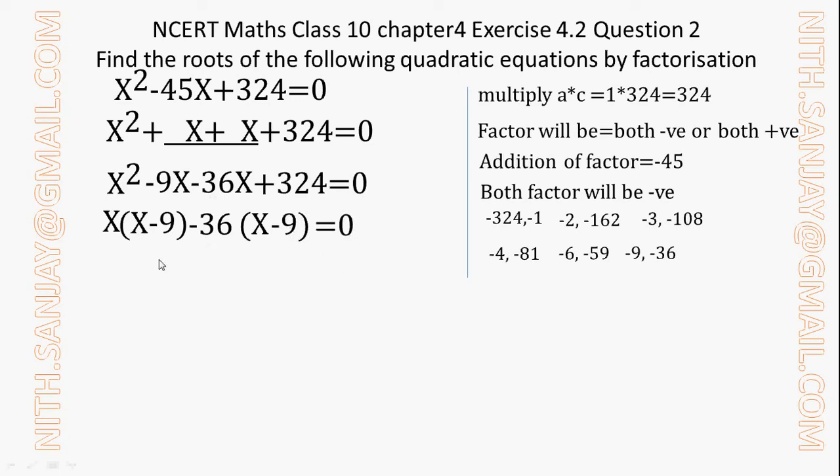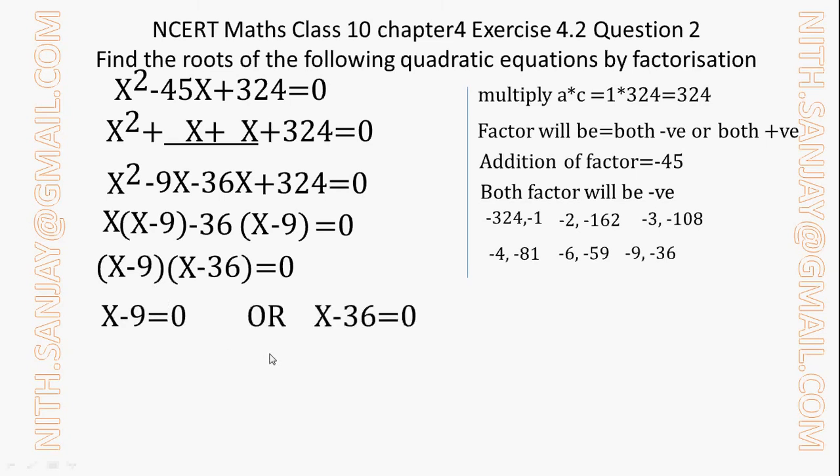Now I will take x minus 9 common from this whole term. So x minus 9 is outside, and inside I will be left with this x and this minus 36, right? So x minus 36 is inside, and this is equal to 0. Now to find the solution of this equation, I have to equate both these terms to 0. So either x minus 9 is equal to 0 or x minus 36 is equal to 0.